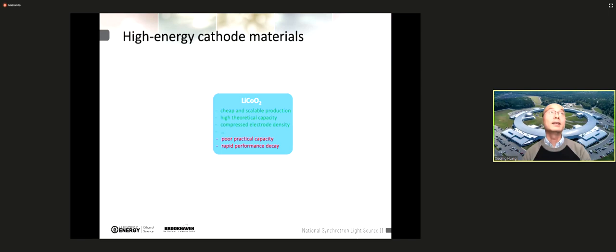The system is lithium cobalt oxide. This is a widely used sample system because it has a very long list of good properties. But at the same time, it also has some downsides. For example, the practical capacity is much worse compared with the theoretical prediction, and the performance decays rapidly after cycling.